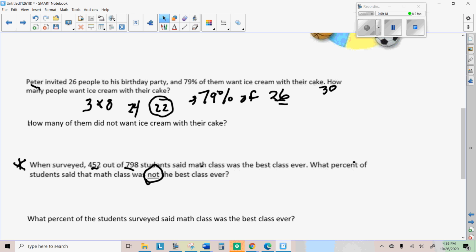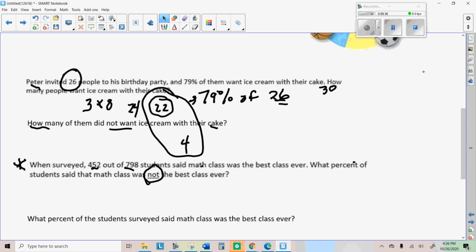Okay, and now that we know how many wanted ice cream, the rest of them did not want ice cream, right? So we can just subtract those from the total 26, and maybe we'll say about 4 don't want, because these two add up to 26.